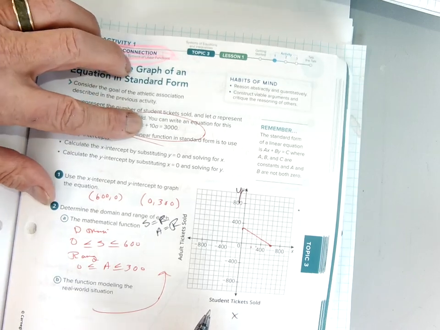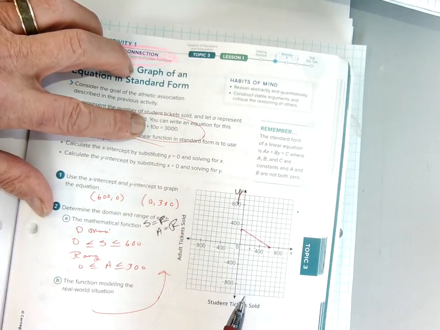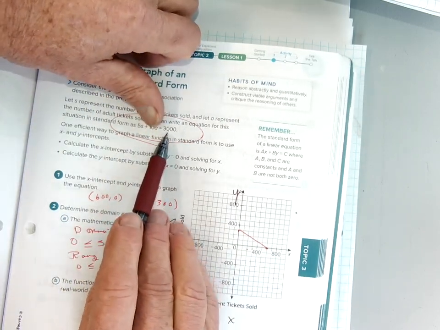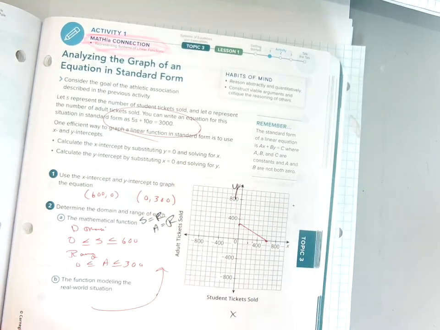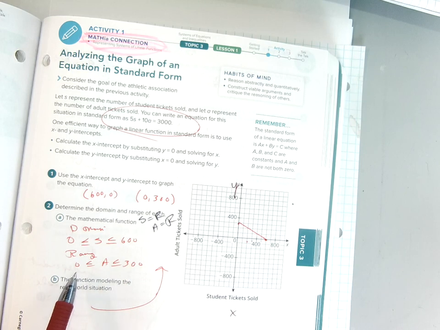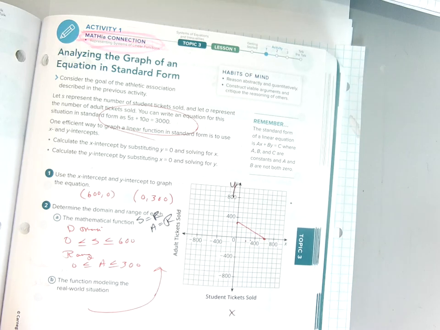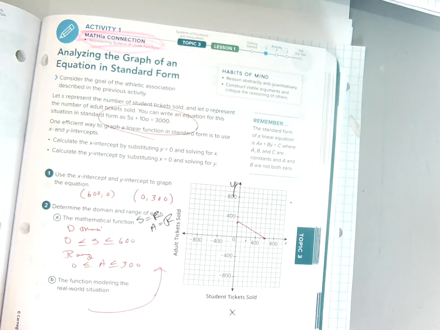So if I use the cover up method, if I solve for A, I'd get 300, boom, cover up. If I solve for S, I'd get 600, boom, and I could just draw it. I didn't draw the line all the way through because we can't have negative tickets. Domain is between 0 and 600 tickets for the students, and from 0 to 300 for the adults. You can't sell any more or any less. If you do, then you would be out of the $3,000 range.